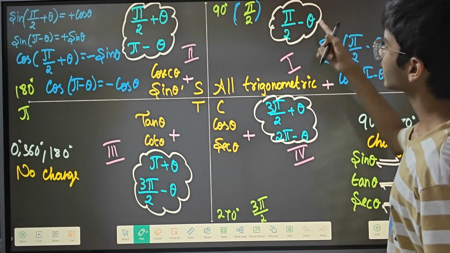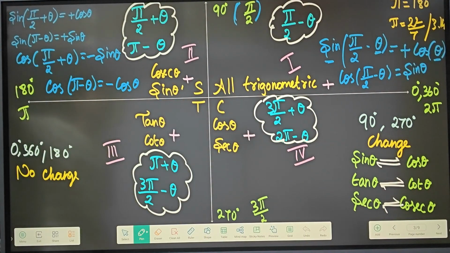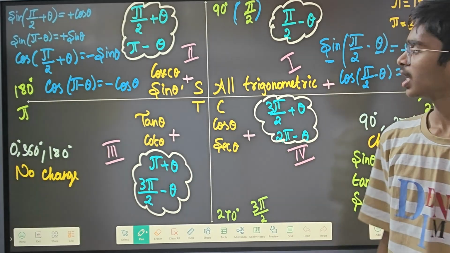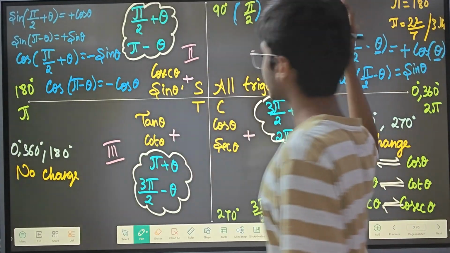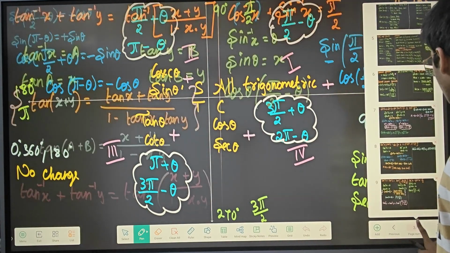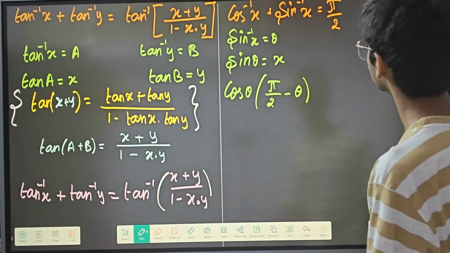See, pi by 2 minus theta, pi by 2 plus theta. Sine of pi by 2 plus theta is also equal to cos theta, and sine of pi by 2 minus theta is also equal to cos theta. But if you are using minus theta only, you will be getting the last derivation of the formula, the required derivation. If you are using plus, then you will not be getting it.